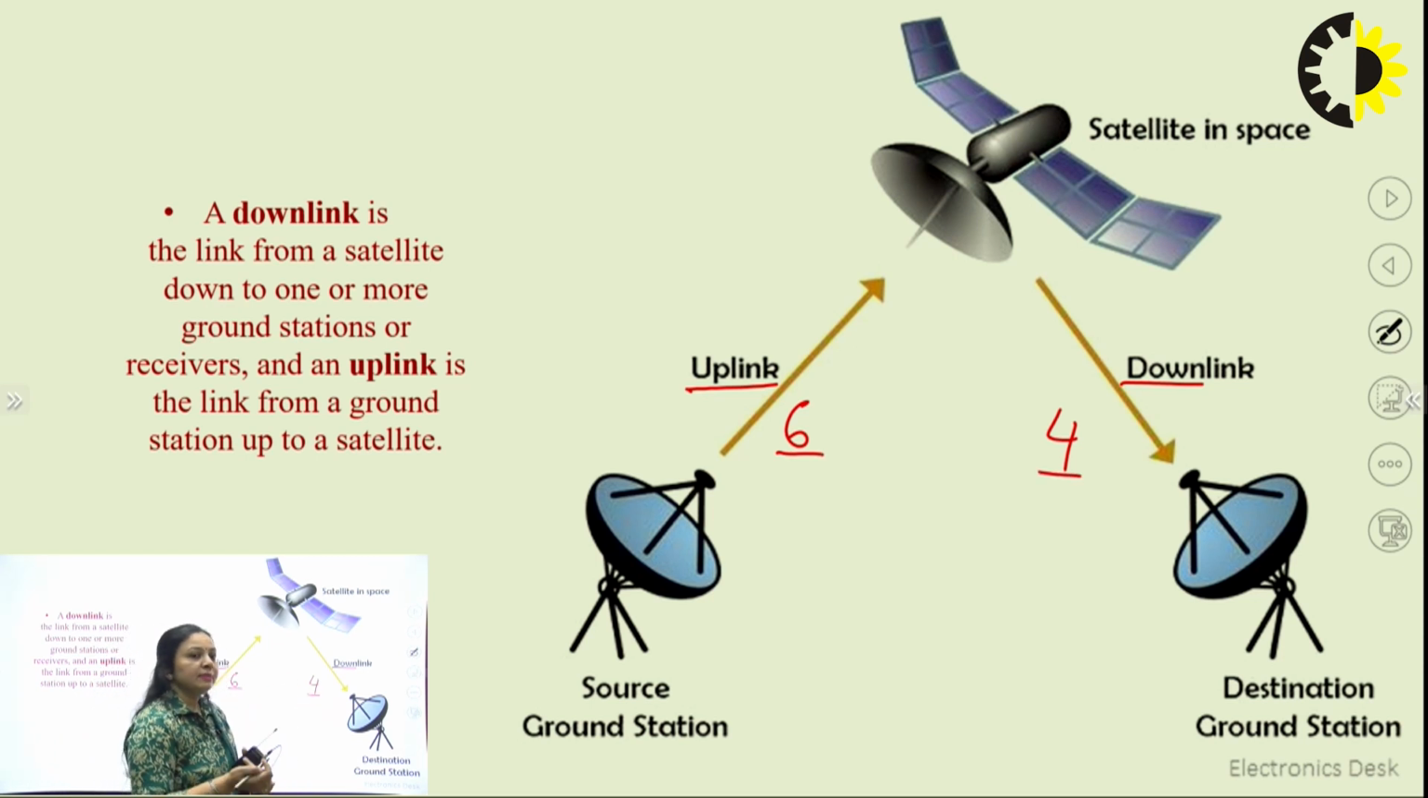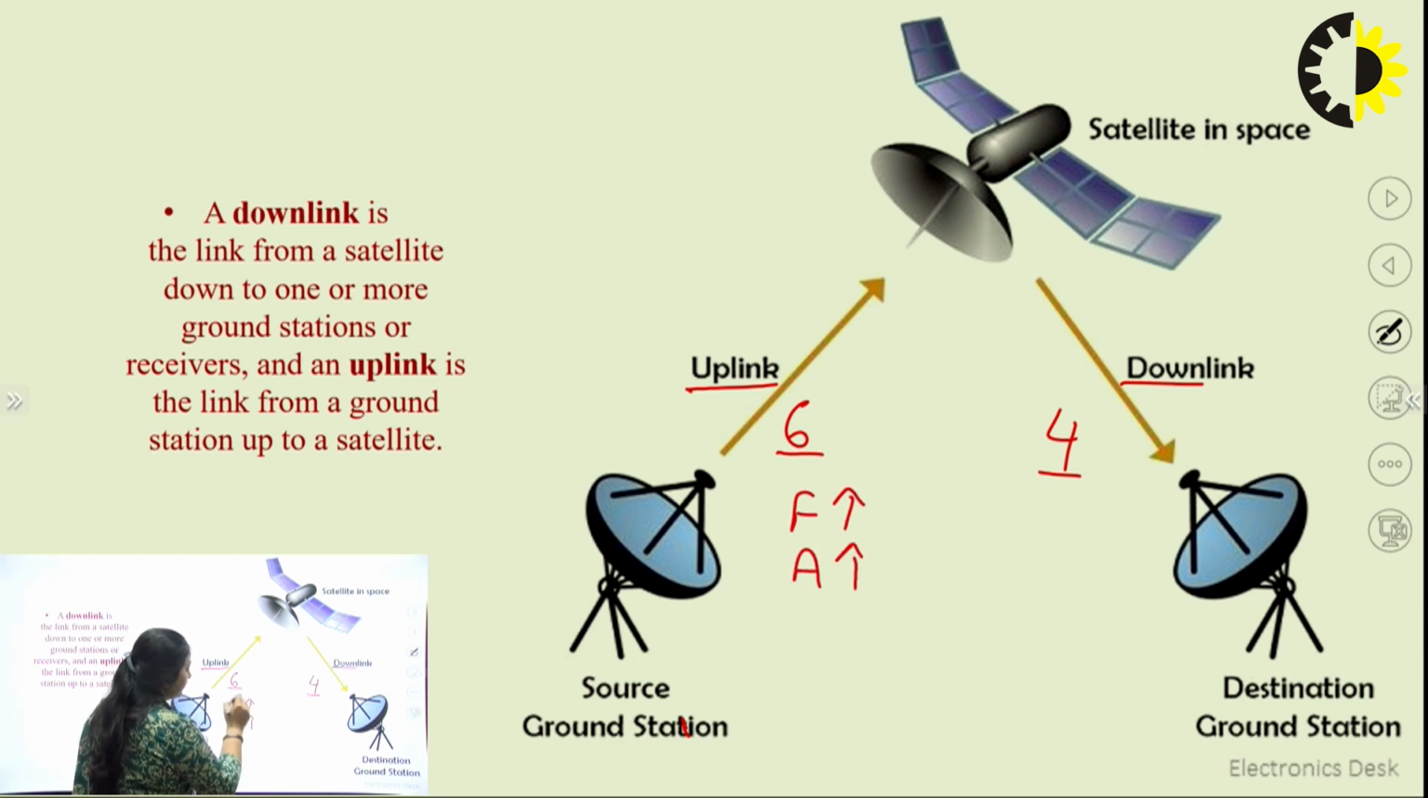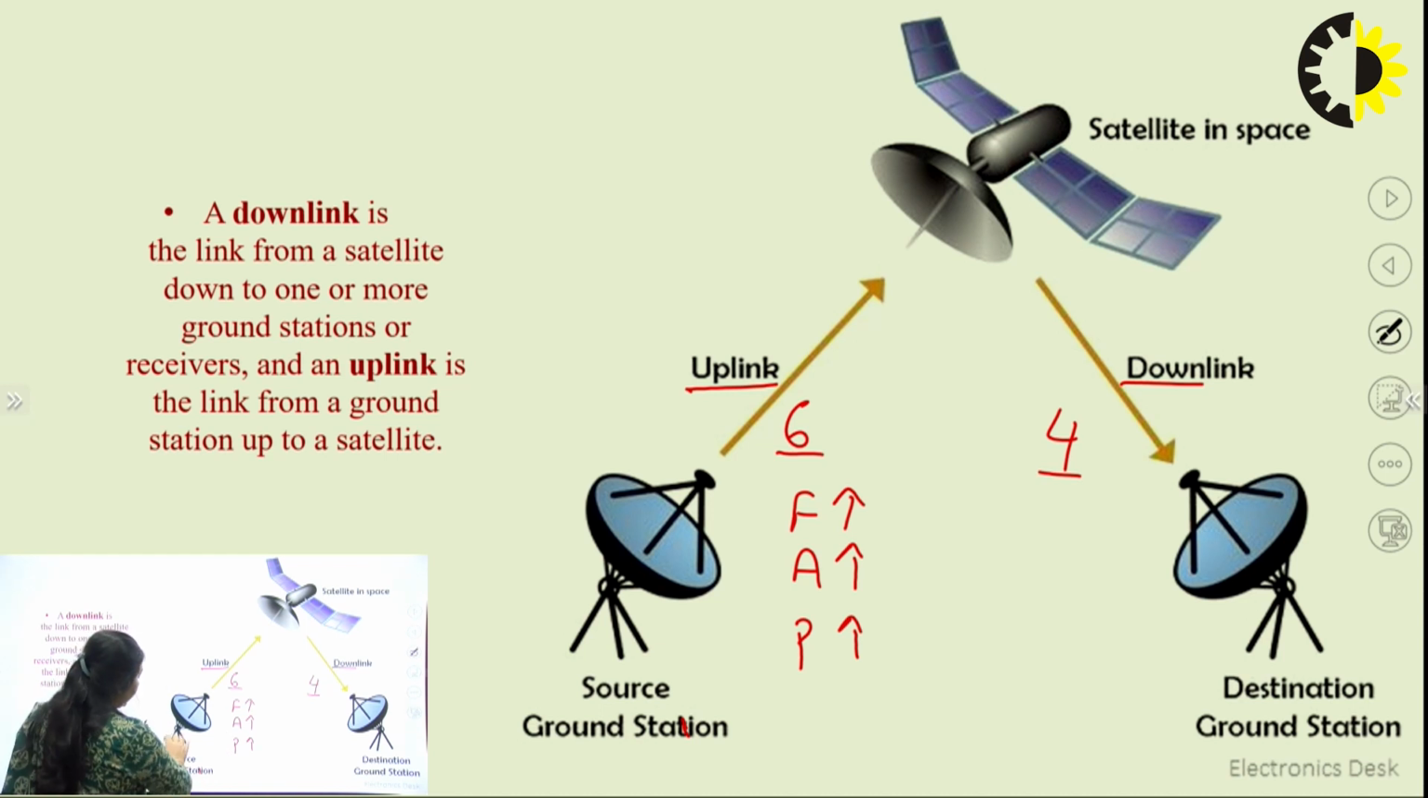So, what is the reason behind this? When I am transmitting at a higher frequency, we know that as the frequency increases, the attenuation also increases, and you need high power to transmit the higher frequency. So, when I am at the earth station, while transmitting, I can afford to have a high power transmitter to send the signal at high frequency.